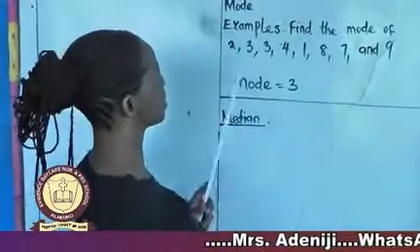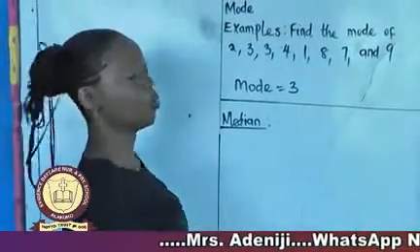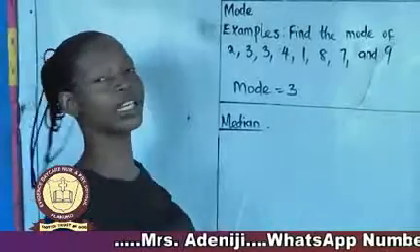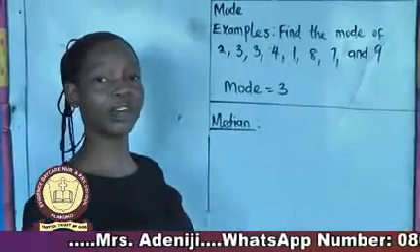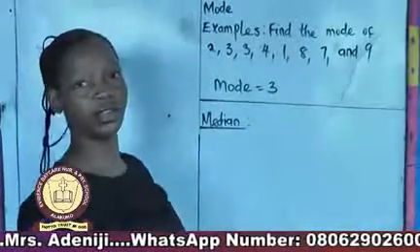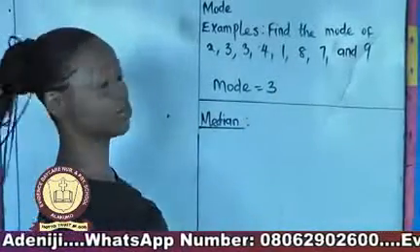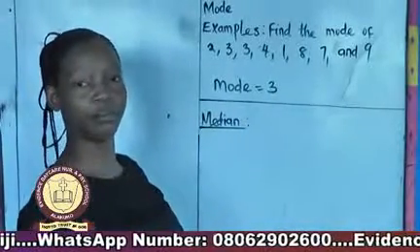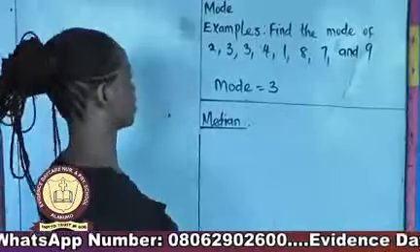Now, let's look at these numbers we have here. When you arrange your numbers in ascending or descending order, the number you have at the middle is your median. Now, let's arrange these numbers in ascending order. That is, we are going to start from the smallest to the biggest number. Let's do that.